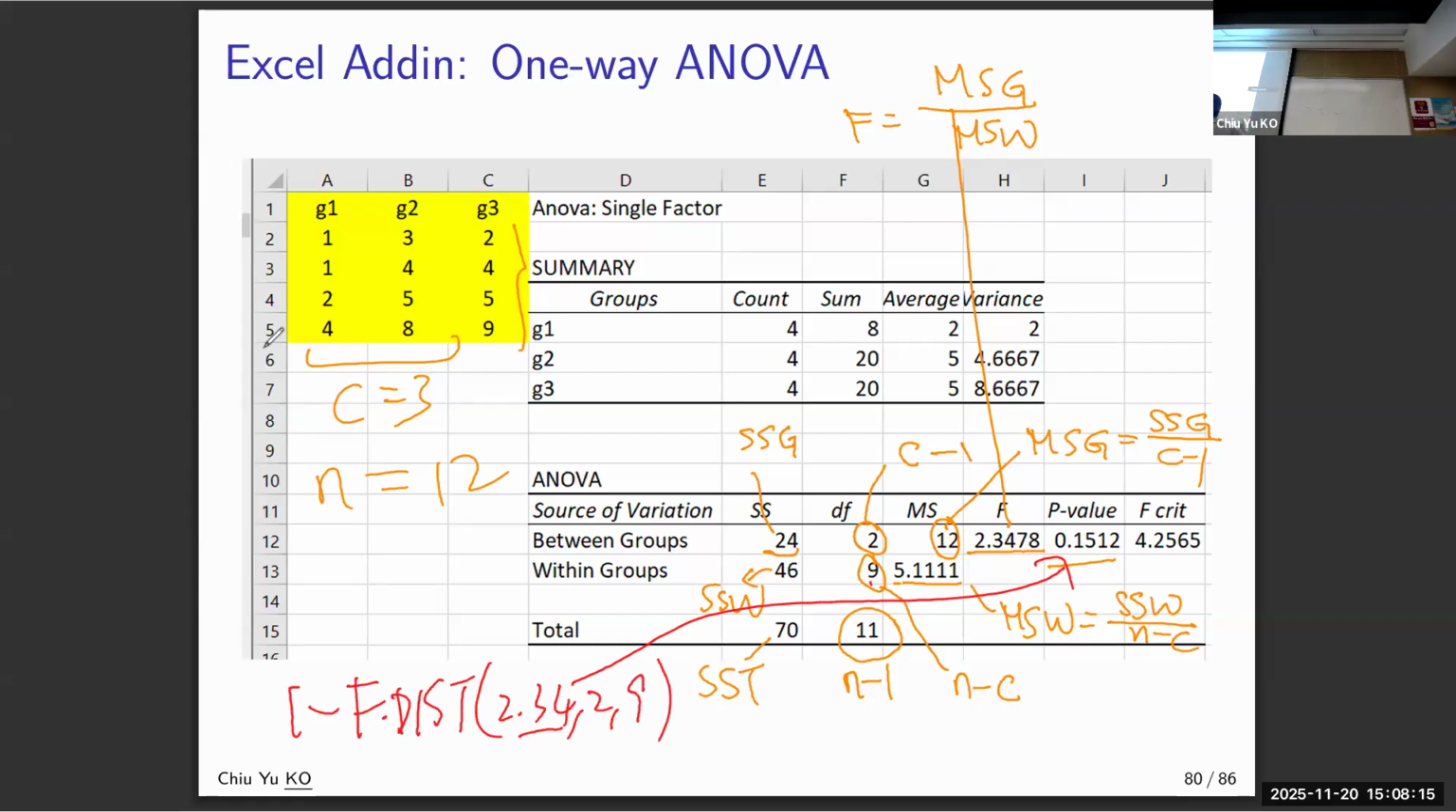Okay. And F critical will be just the right tail test, so it's just F inverse 0.95. Excel will give you the 5% critical value. Okay. And then 2.9. And that's it. So you know very much everything there.